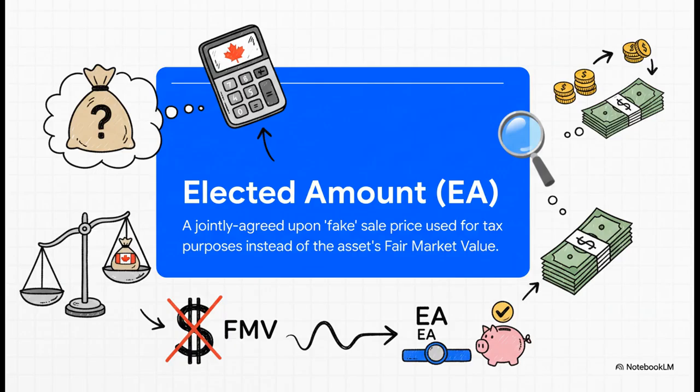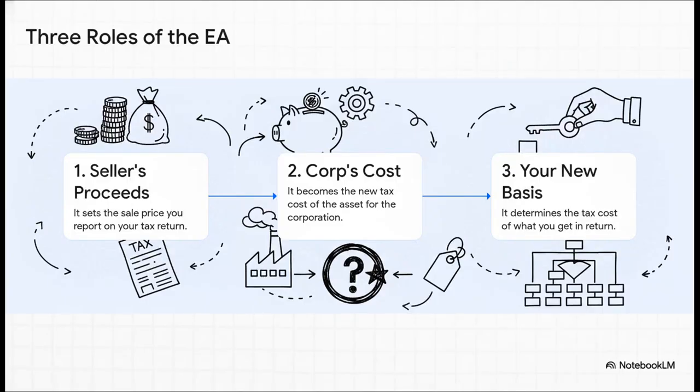It's a powerful choice. Now, this one number is incredibly powerful because it does three completely different jobs all at once. First, it sets your proceeds from the sale. Second, it establishes the corporation's new cost for that same asset. And third, it dictates the cost basis of whatever you get in return. It is truly the linchpin of the entire transaction.